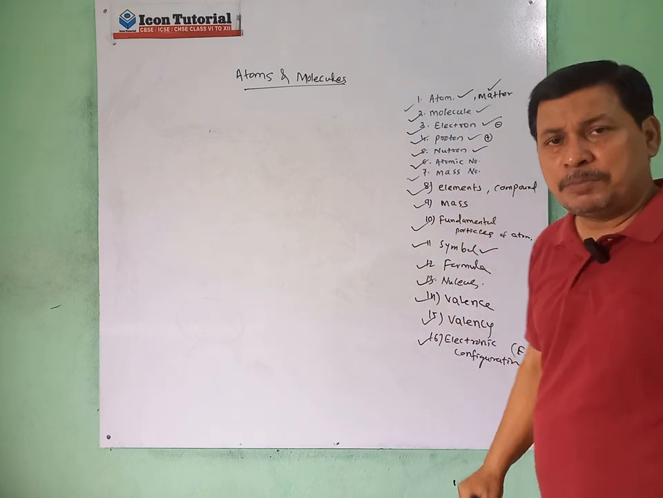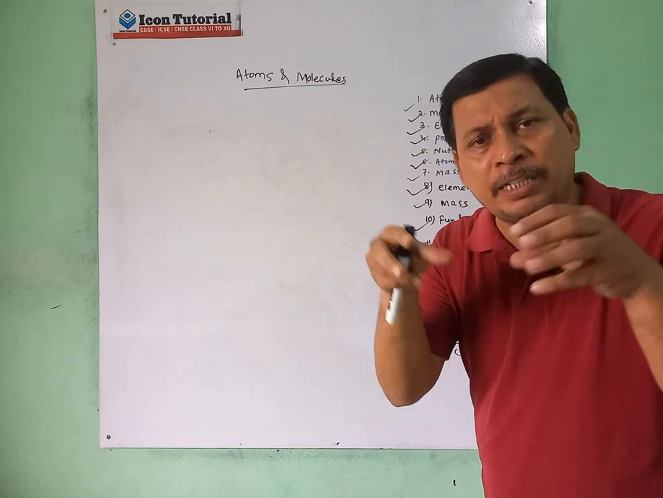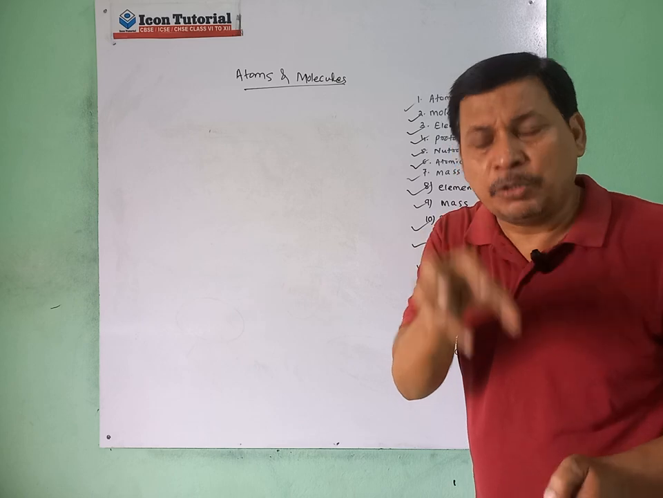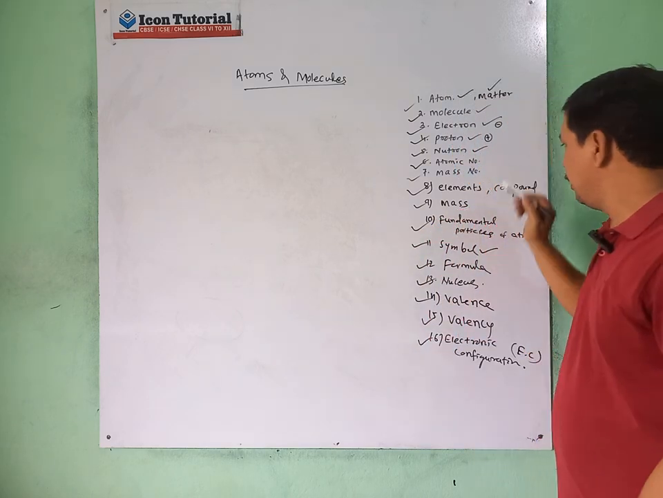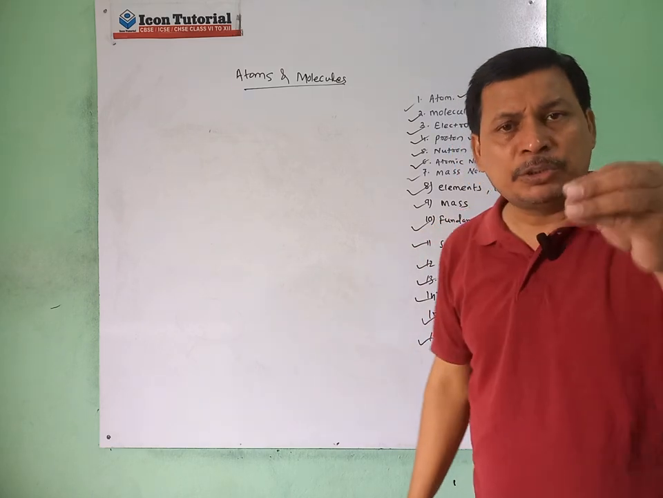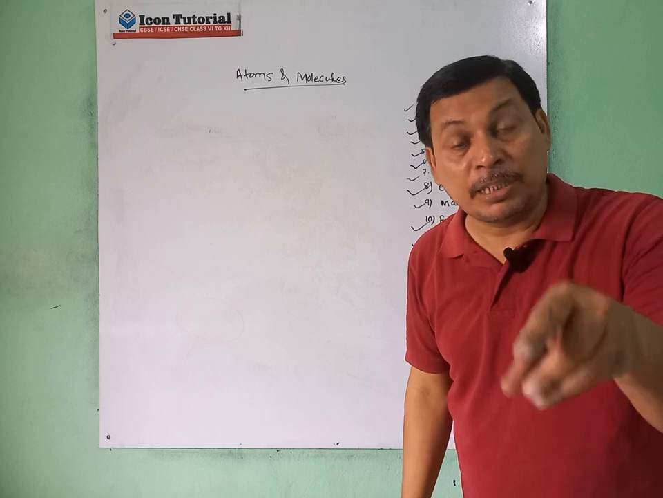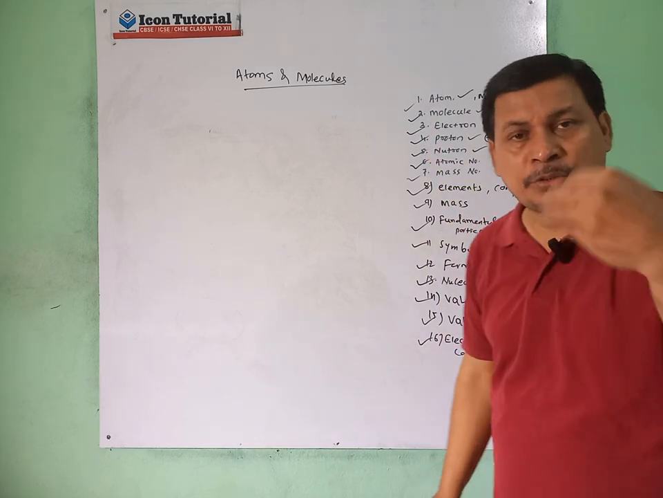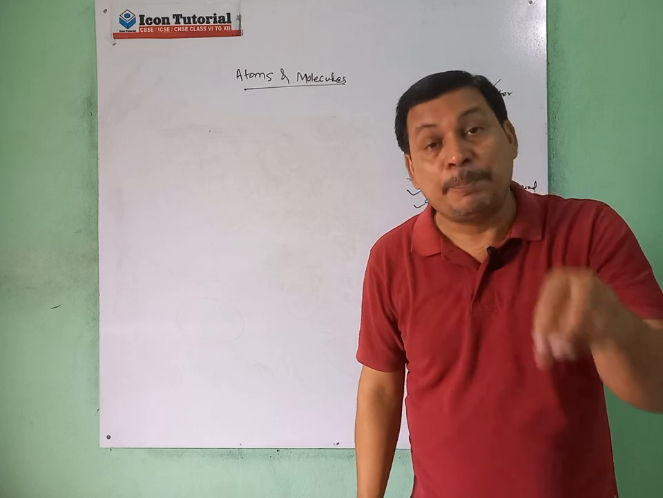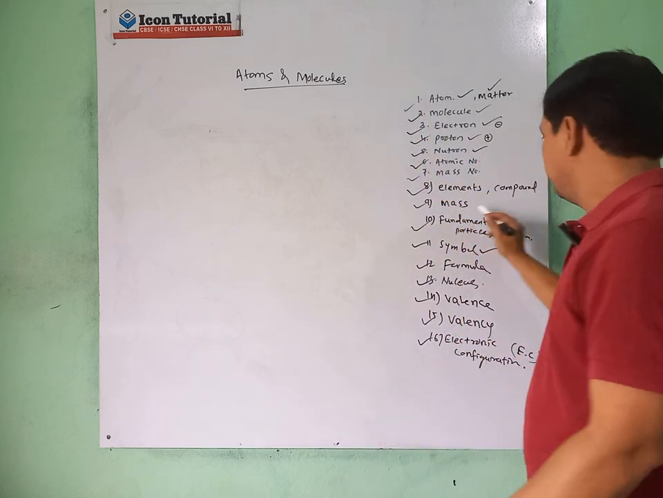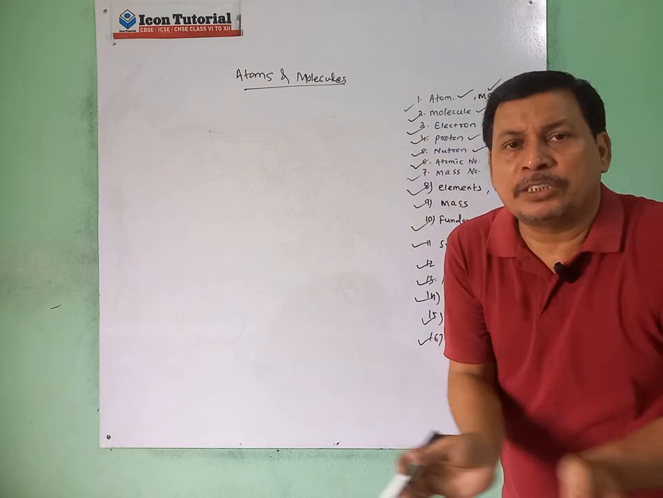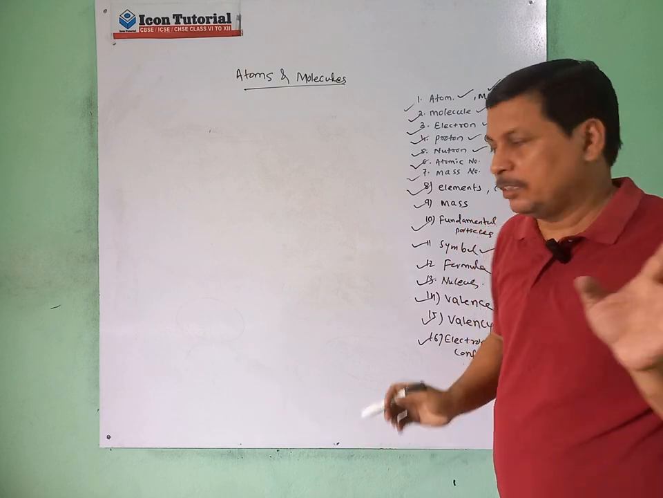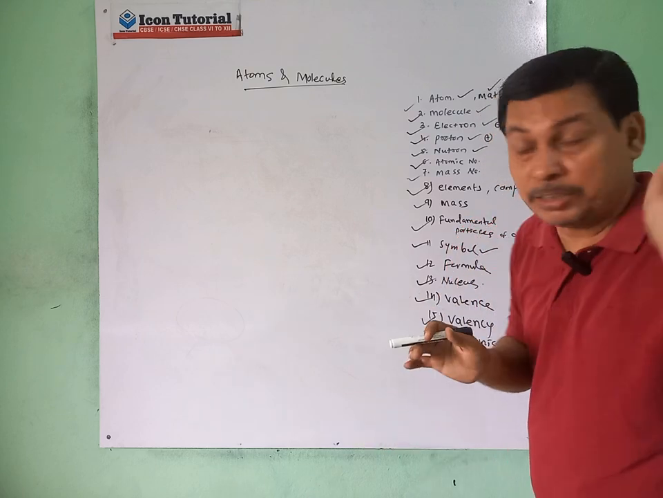What is mass number? The number of protons and neutrons together combined in the nucleus of an atom is known as mass number. Clear? Then what is element? The substance which is made up of the same kind of atom is known as element. Compound: the substance which is made up of two or more atoms in a fixed ratio is known as compound. Then mass: the amount of substance contained in a body is known as mass.